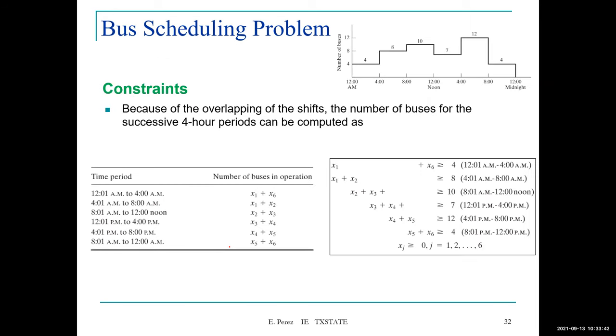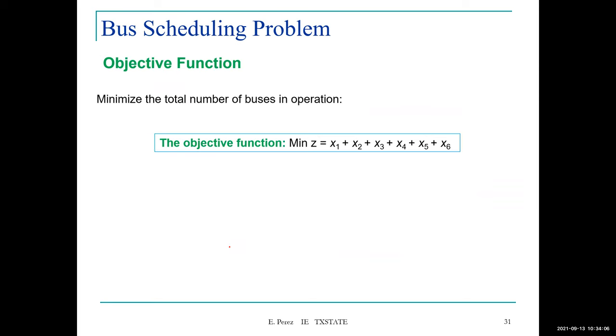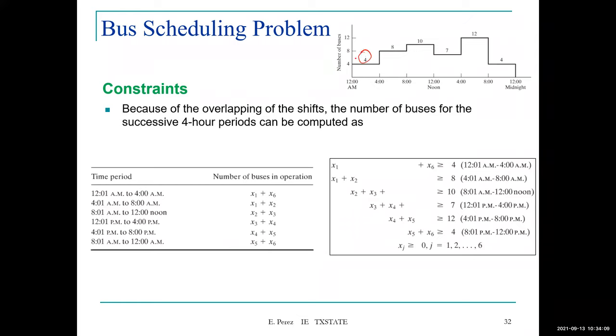12 to 4 a.m. And the same thing for 4 to 8 a.m., X1 plus X2. So we have the combinations for each four-hour time period. And using that information, we can formulate the constraints. So that's what we have on the right here: X1 plus X6, the number of buses during that time period, has to meet the demand, which is here. So it has to be at least 4. You need at least 8 buses during the next time period, which is X1 plus X2, the buses that are going to be serving that time.